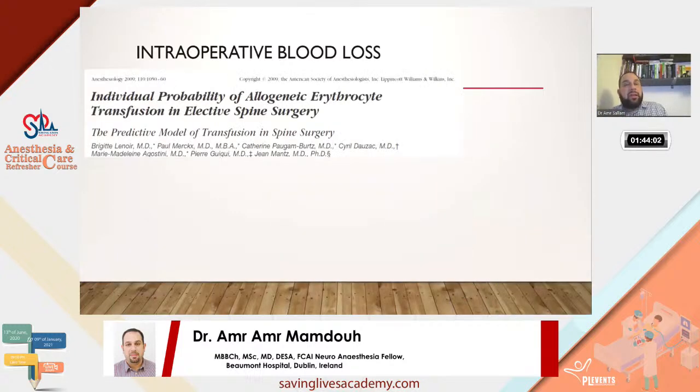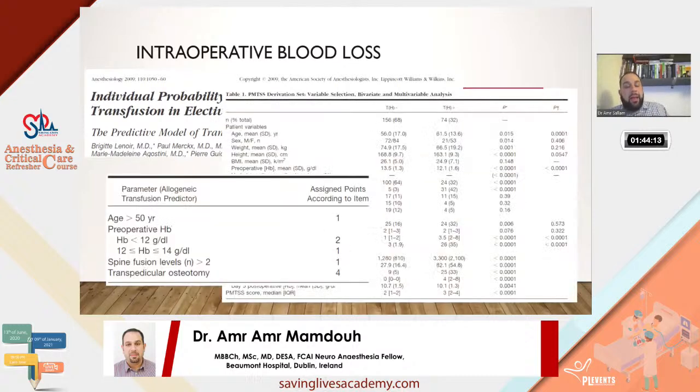And just to discuss, some group tried to develop a predictive model for which patient will receive blood and need a proper investigation of his blood. They reached that the age group more than 50 with a lower hemoglobin, which is accepted. But a transpedicular osteotomy has the same scoring number as all of the other criteria, which indicates again the importance of being involved in the procedure itself.